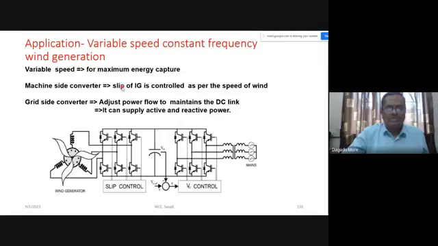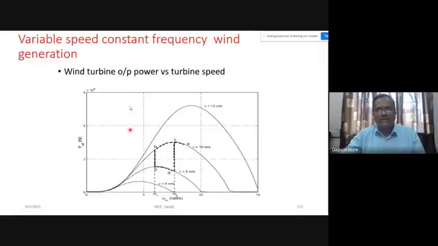Here we have seen that as wind speed changes, let us go to the next slide. This graph indicates the power output of the wind turbine versus the speed of the turbine for different values of wind speed. If you see these graphs, the first graph we have shown is for 6 meter per second wind speed. Then next we have 8 meter per second. Then this graph is for 10 meter per second, and then 12 meter per second. So our wind speed may be changing, and correspondingly we have to extract the maximum possible power from the wind.